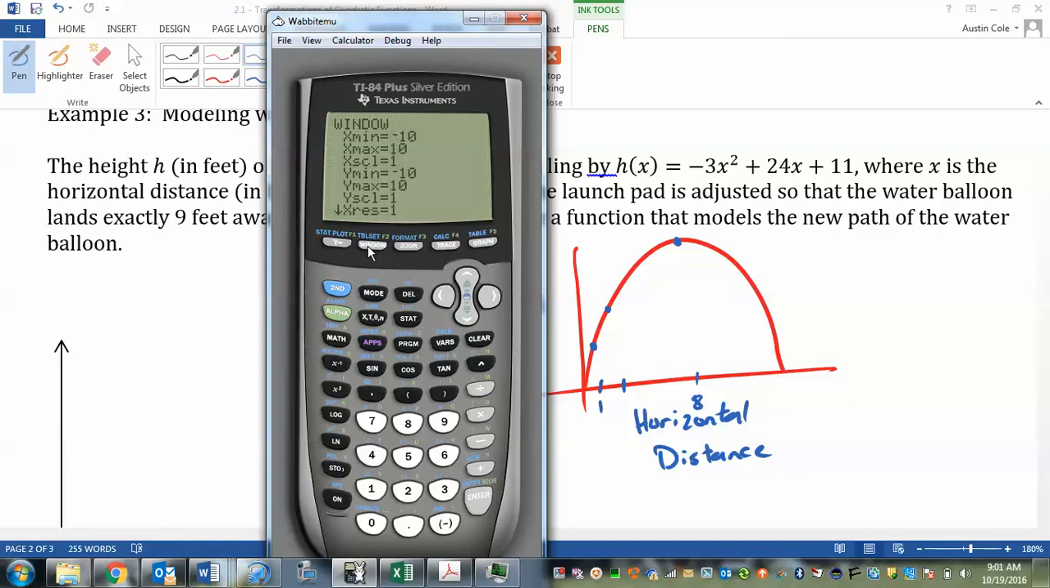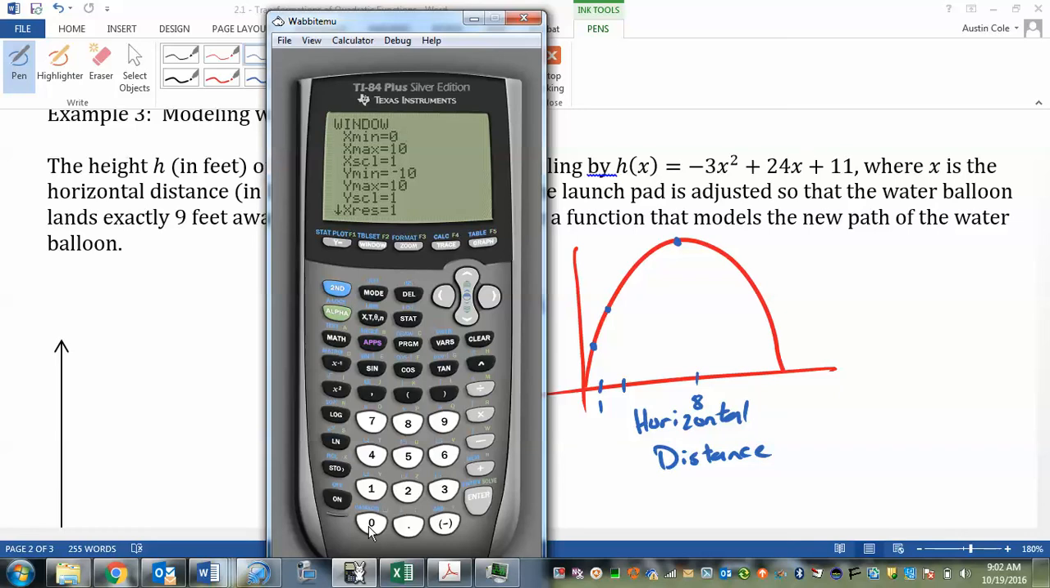Okay? We're going to hit window, and it gets a bunch of this stuff. Now, x min, what does that mean? That means, what's the minimum x value we want to look at? 0. We want it to be 0, because we don't want to look at negative horizontal distance. It doesn't help us. Okay?